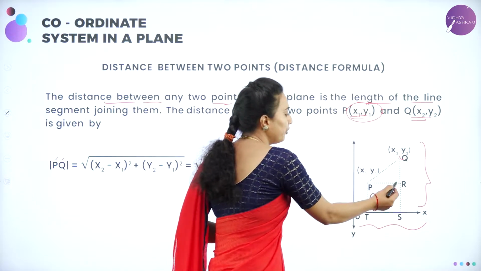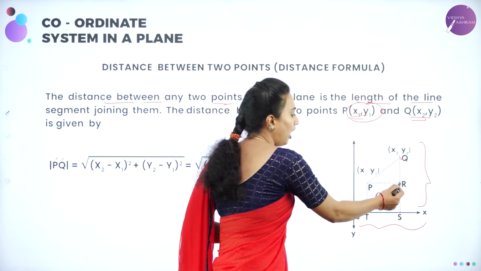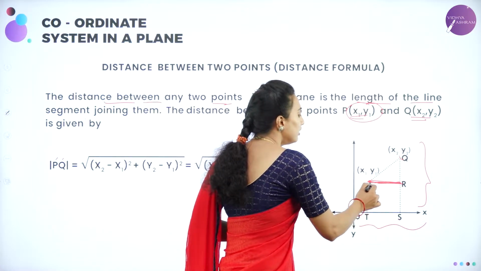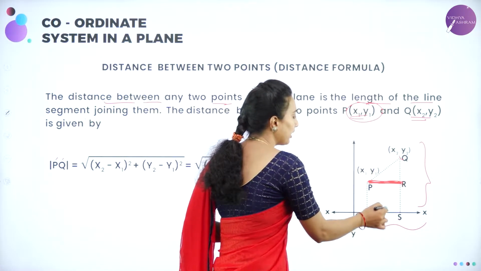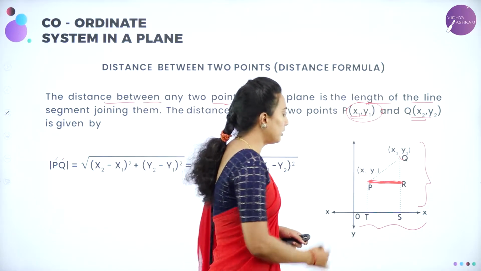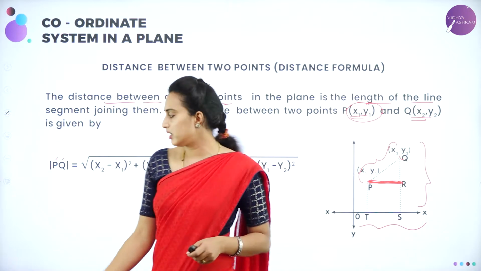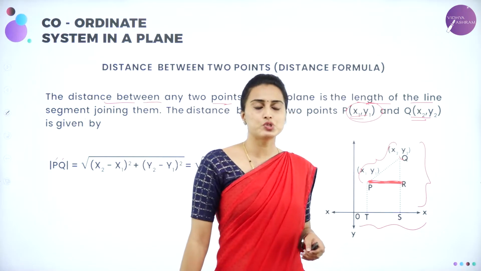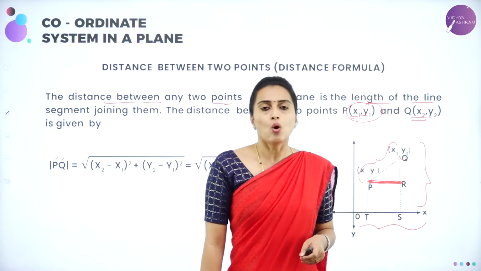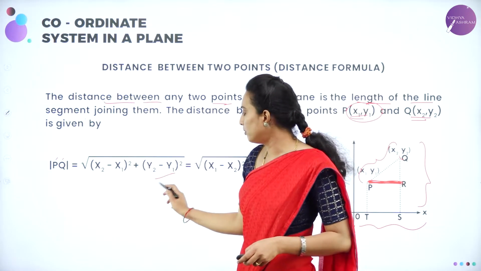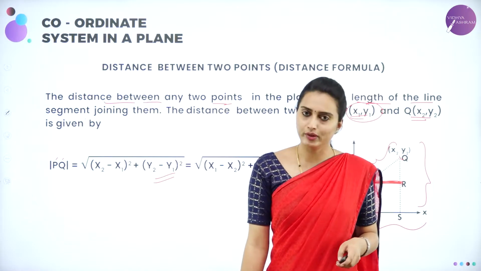Then I take a point R, and join PR, which is parallel to the x-axis. From this I can find the distance between the points. The distance between the points P and Q is given by square root of x2 minus x1 whole square plus y2 minus y1 whole squared. If you remember this formula, it is enough to solve the problems.